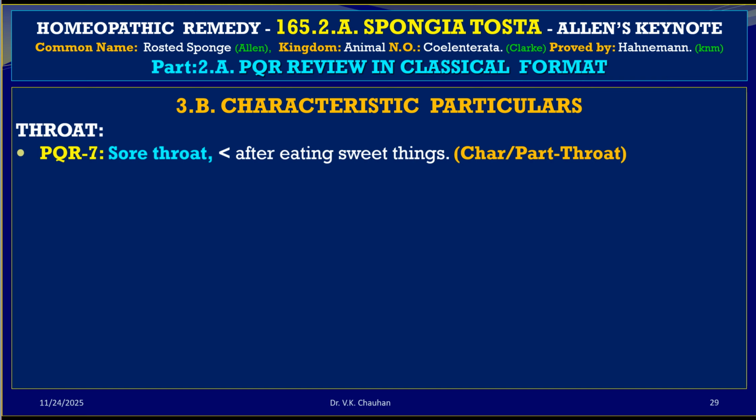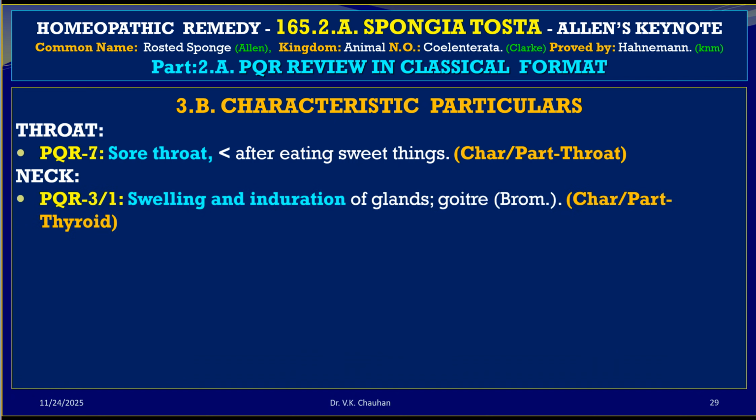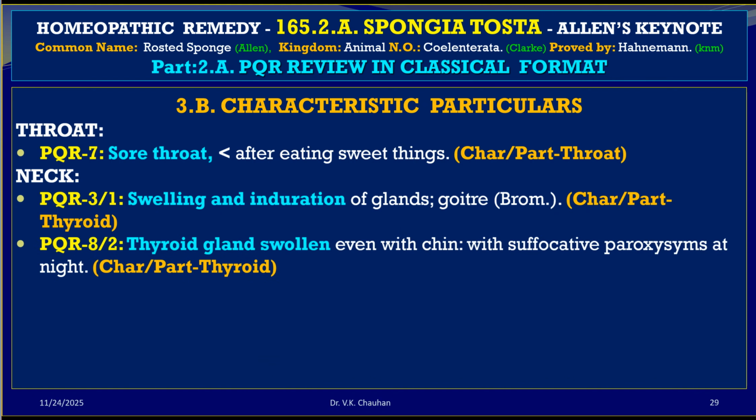Now we go to the next symptom here in the neck region, and here you find PQR3: swelling and induration of the glands, goiter, Bromium. This is a characteristic particular general especially for thyroid. And then PQR8: thyroid gland swollen even when thin, with suffocative paroxysm at night. Characteristic particular, thyroid. And PQR9: straightaway the author tells us goiter, not going into detail, a goiter straightaway. Characteristic particular, thyroid. So here 3 by 1, 8 by 2, 9 by 3. These three numbers tell us that three particular symptoms are dedicated to only the thyroid gland. Number one, swelling and induration.